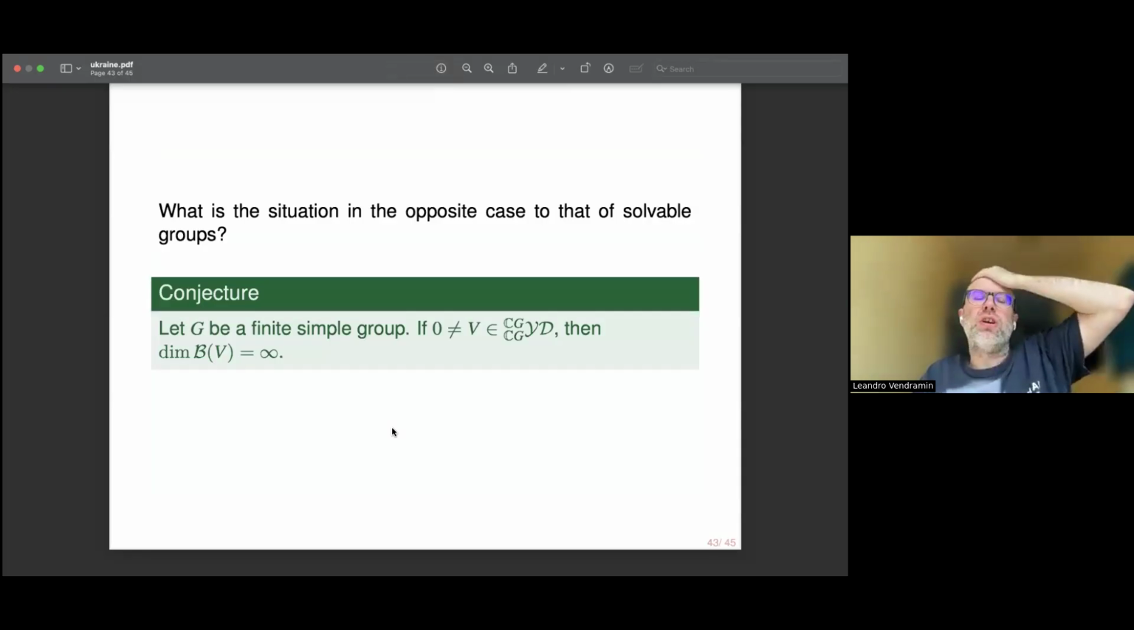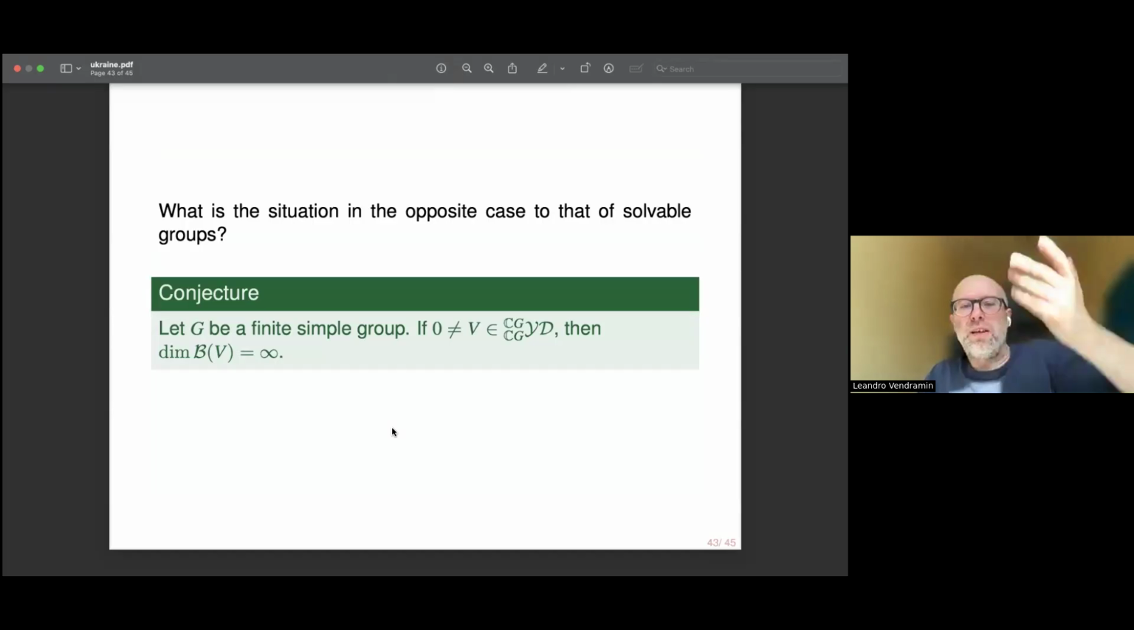And well, okay, what about the complement of this solvable case, right? So there is a conjecture that has been there for a long time, that says that if you have a finite simple group and you have a non-zero Yetter-Drinfeld module over G, then the Nichols algebra will be infinite dimensional.